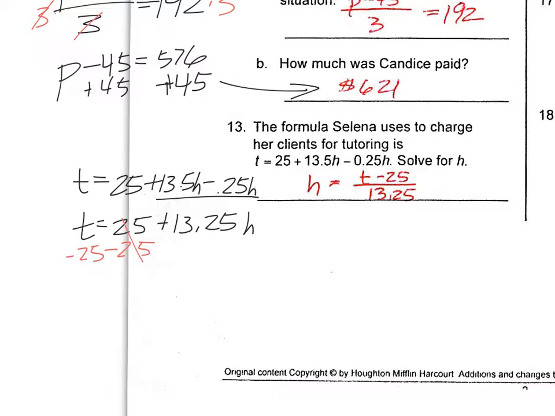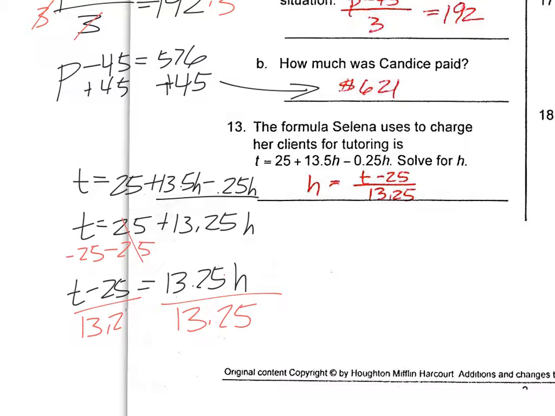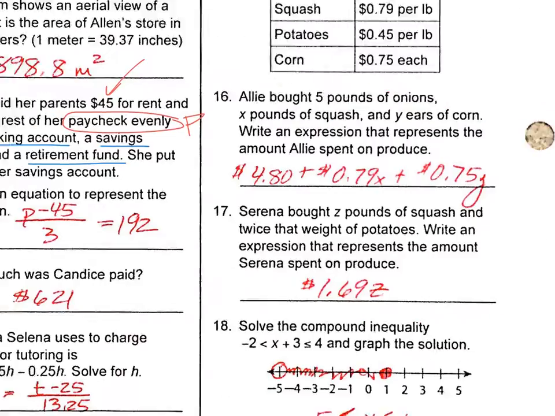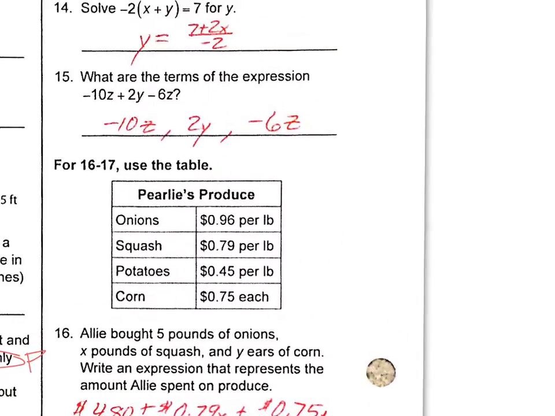Now on the left-hand side, the problem is you can't subtract those, so you just write T minus 25 equals 13.25 H. That's multiply, so the opposite of multiply is divide. So you divide by 13.25 on both sides, and then that's what we get over there. Okay, now let's go to the right-hand side over here.